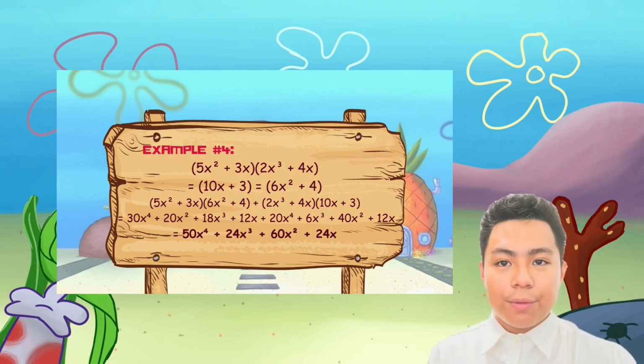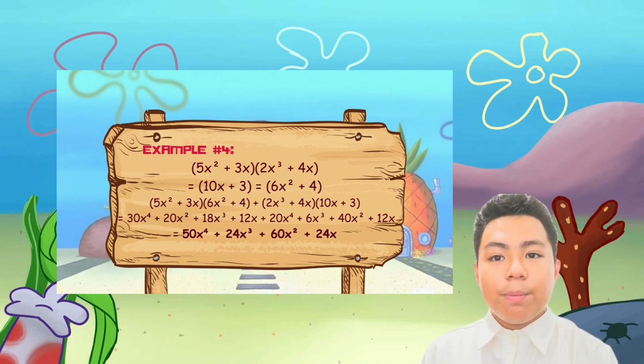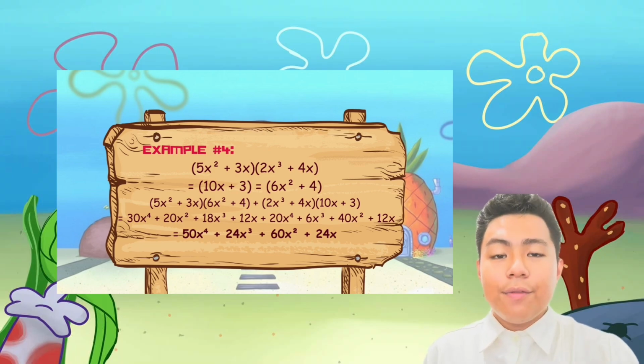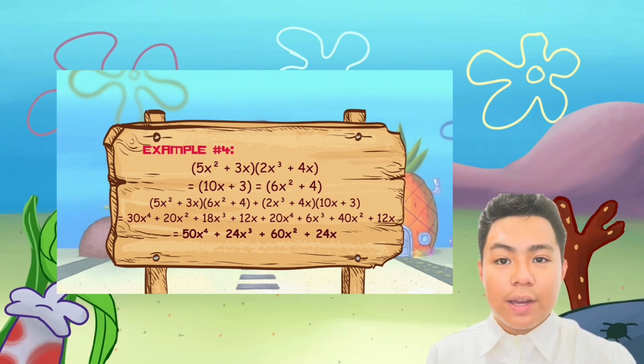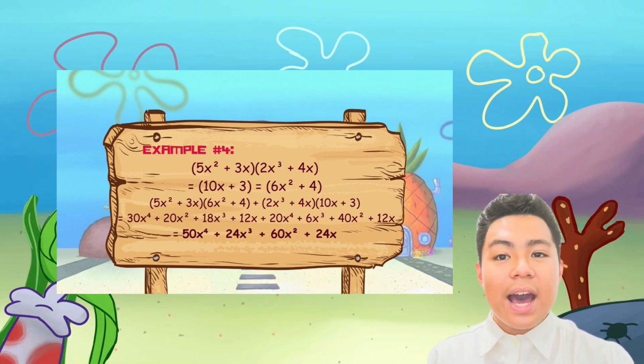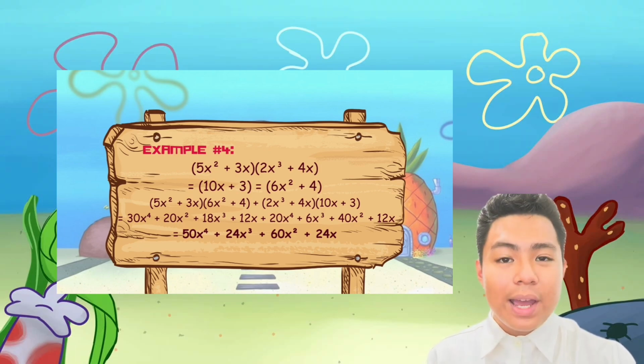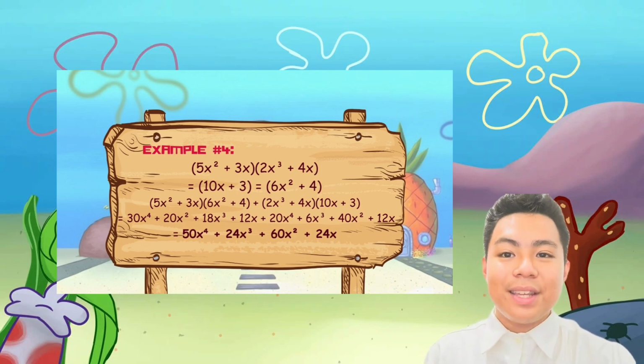Now we're going to apply the product rule. So now that we have the derivatives, when we apply this formula, the product rule will tell us that the derivative of f of x times g of x is f of x times g prime of x plus g of x times f prime of x. So now we have 5x squared plus 3x times 6x squared plus 4 plus 2x cubed plus 4x times 10x plus 3, and we can now expand those terms.